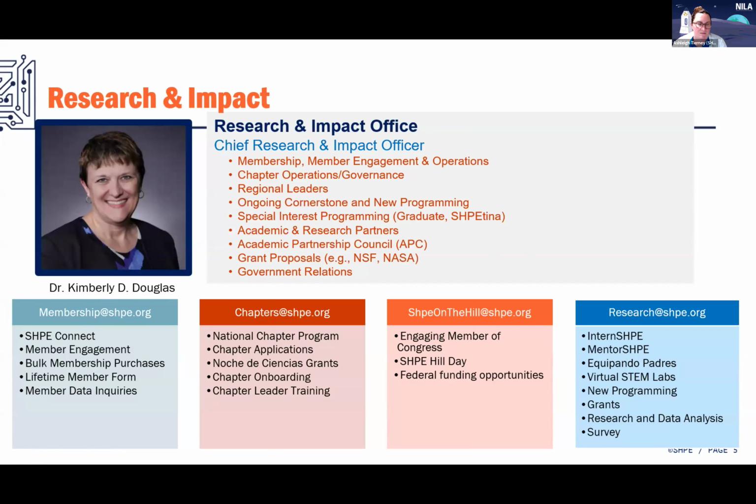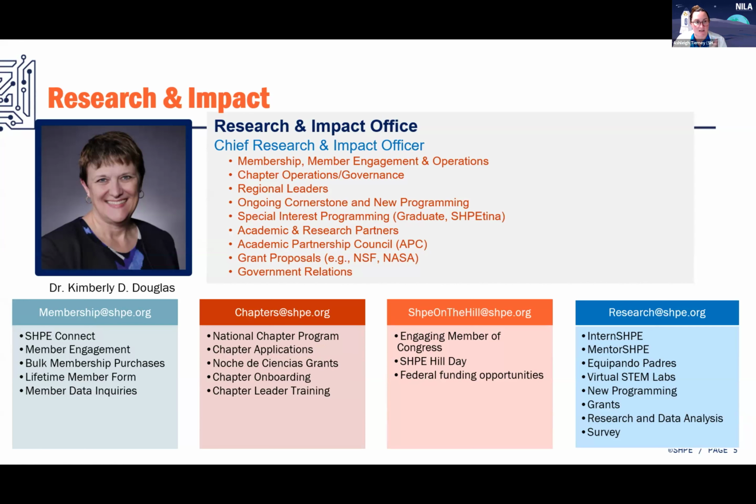I always start with research and impact because that's where my area is. In research and impact, we have membership, chapter operations, regional leaders, programming, special interests, for example our academic partnerships, and we do the grant proposals and government relations. What is key for you chapter leaders are the email aliases to reach us at. If you have a membership question, like Anna said, you're going to get either Anna or me. Each of those boxes tells you the email address of importance and lets you know, if this is your particular issue, who you should be reaching out to about that.